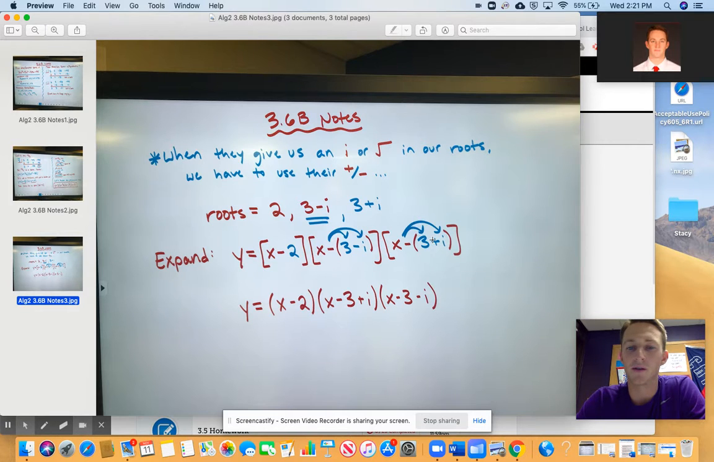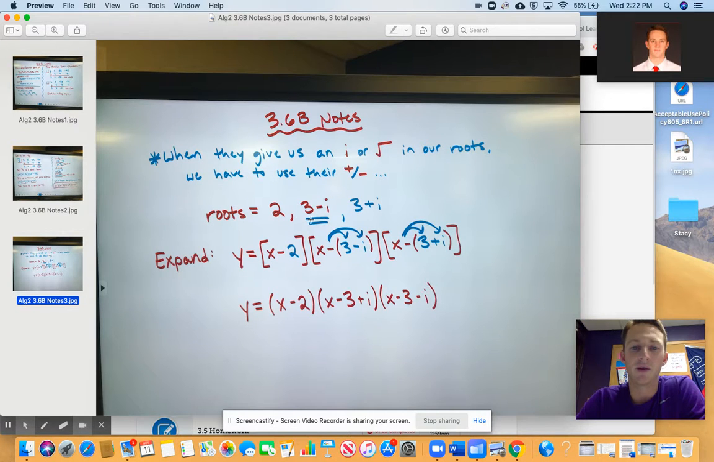So parentheses are important here because now we're going to distribute these negatives. So our first one is just x minus 2. Then our next one was x minus 3 plus i, because a negative times a negative is a positive. And then right here we have x minus 3 and minus a positive i, so that's another minus i.